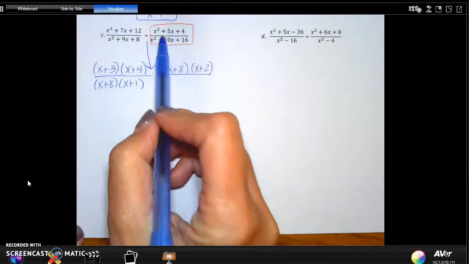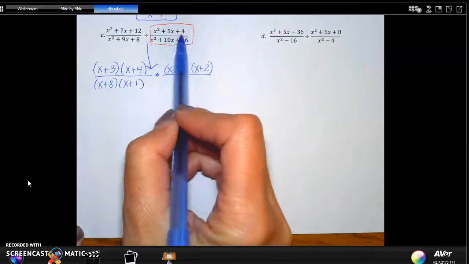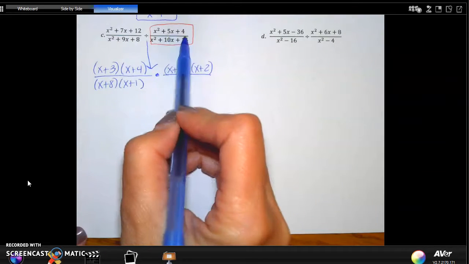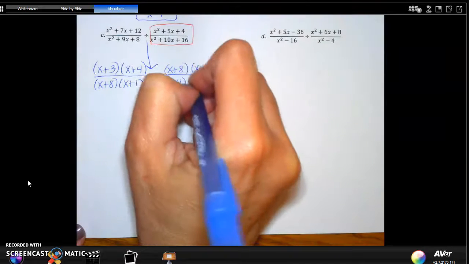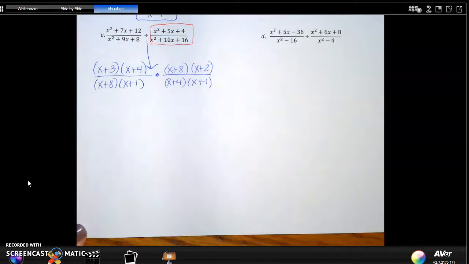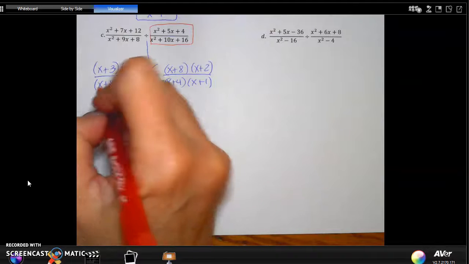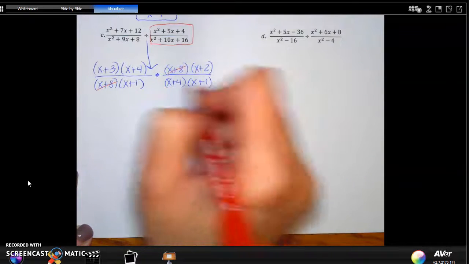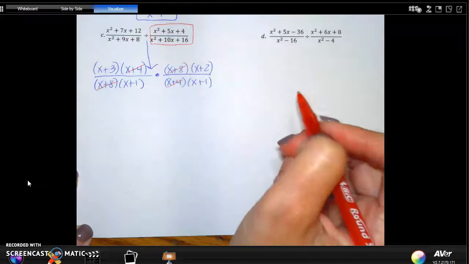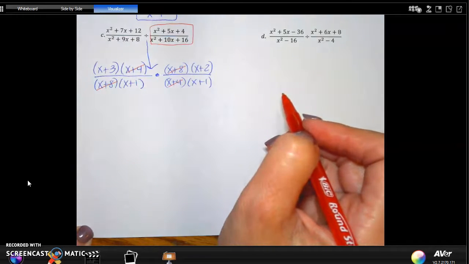And then this one is going to go on the bottom. Factors of 4 that get us to 5 are going to be 4 and 1. So don't forget to flip that. And then at this point in the problem, you can go ahead and cancel. I see an x plus 8. I see an x plus 4, and I believe that's it.